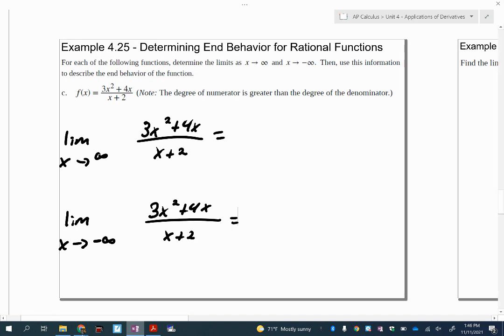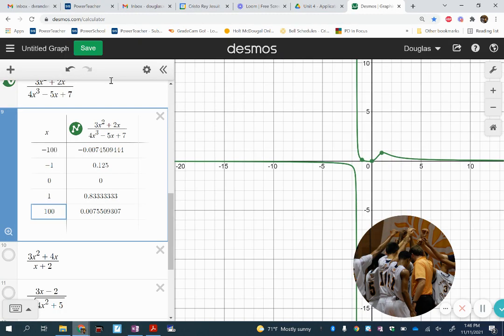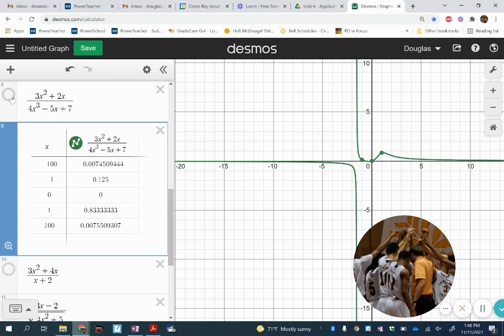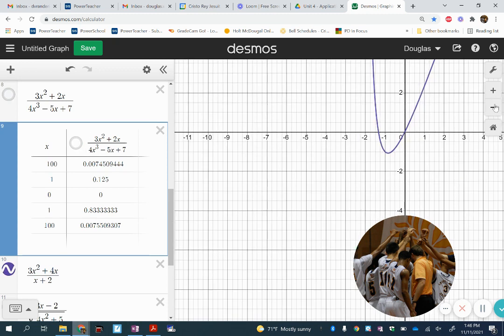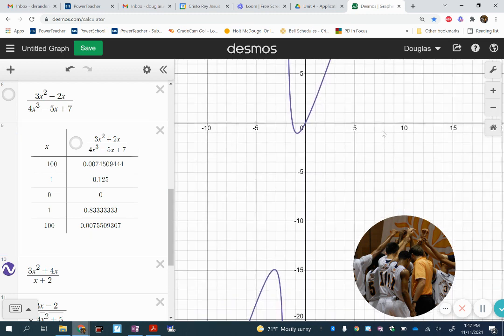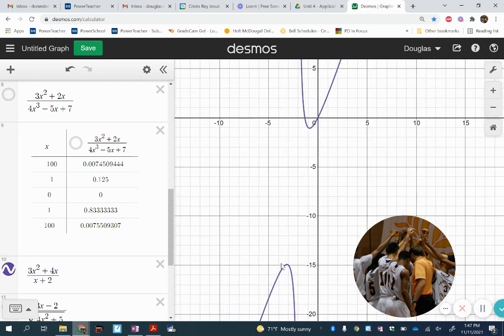So you'll see when I graph this that we don't have what we've been seeing recently. We don't have the horizontal asymptote. We have a slant asymptote. Let me do this. All right, so you can kind of see that slant asymptote there. If you wanted to find the slant asymptote, then you would have to use either long division or synthetic division.